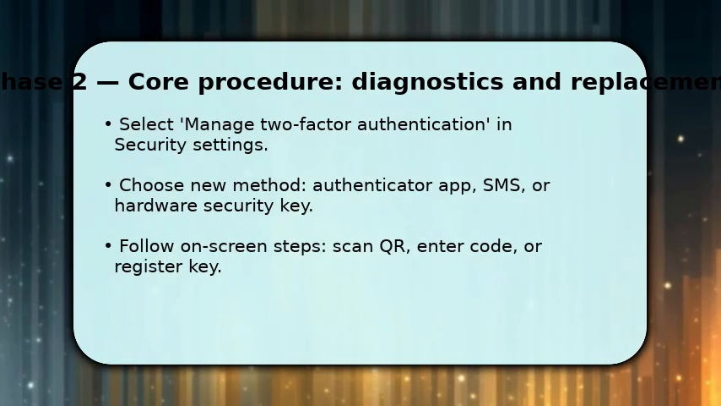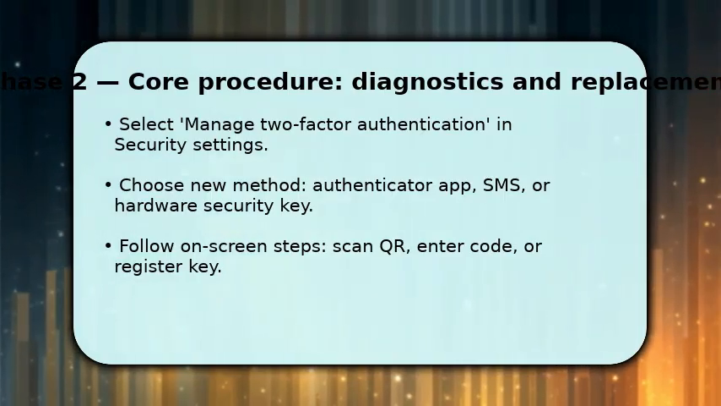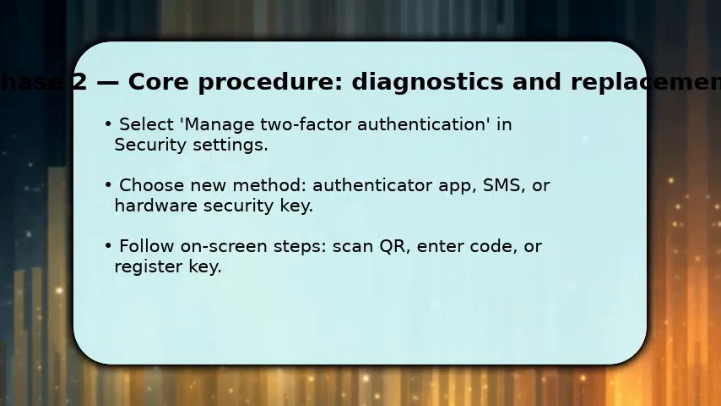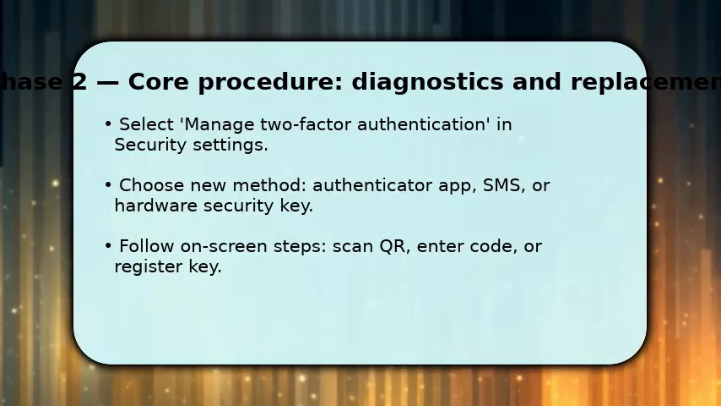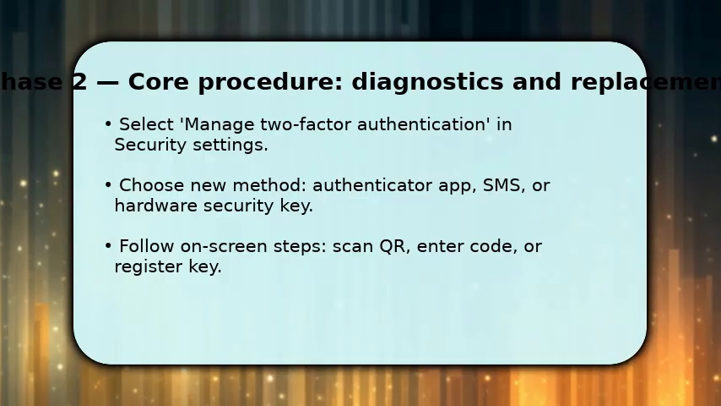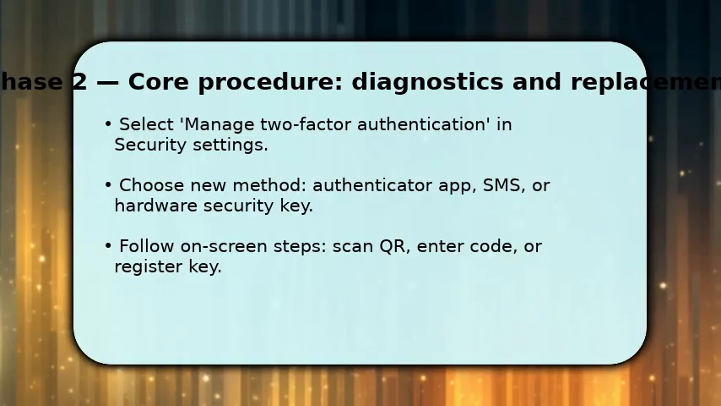You pick Manage Two-Factor Authentication and then choose the new method you want. If you select an Authenticator app, open the app, scan the QR code, and enter the generated 6-digit code to verify. If you pick SMS, add and confirm your phone number. If using a security key, insert or tap the device when prompted.